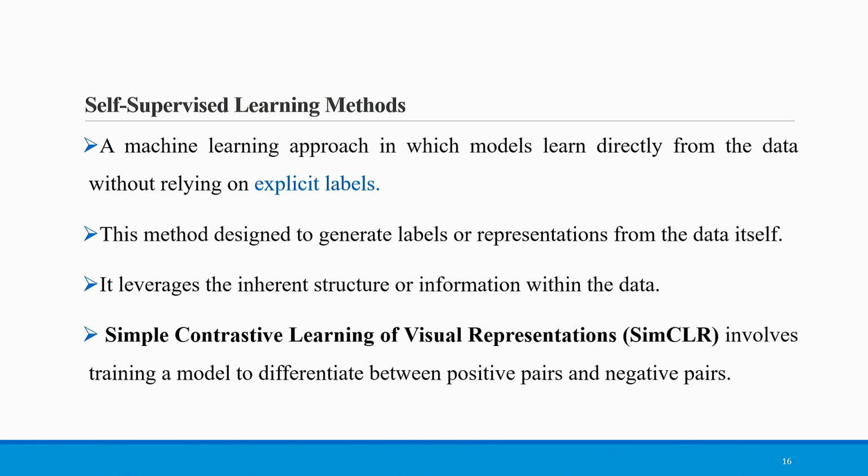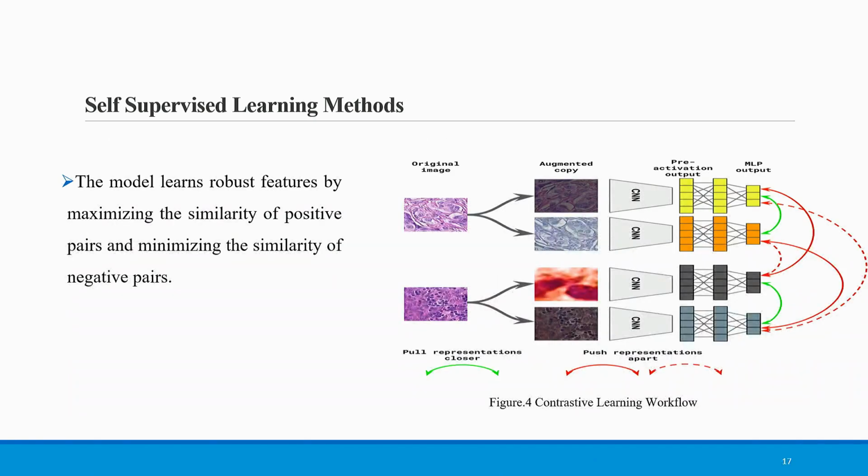Here is the self-supervised learning method. It is a machine learning approach in which the model learns directly from the data without relying on explicit labels. This method is designed to generate labels or representations from the data itself. It leverages the inherent structure or information within the data. SimCLR involves training a model to differentiate between positive pairs and negative pairs. The model learns robust features by maximizing the similarity of positive pairs and minimizing the similarity of negative pairs.